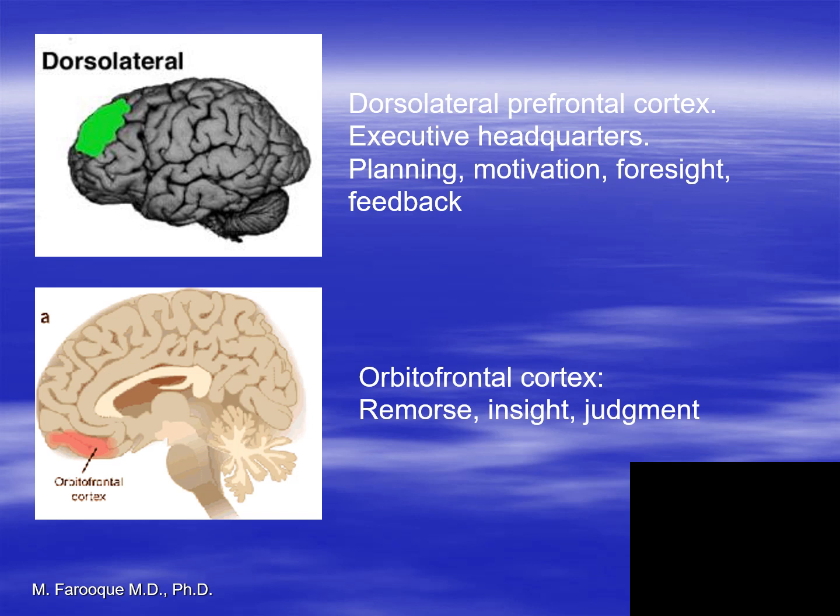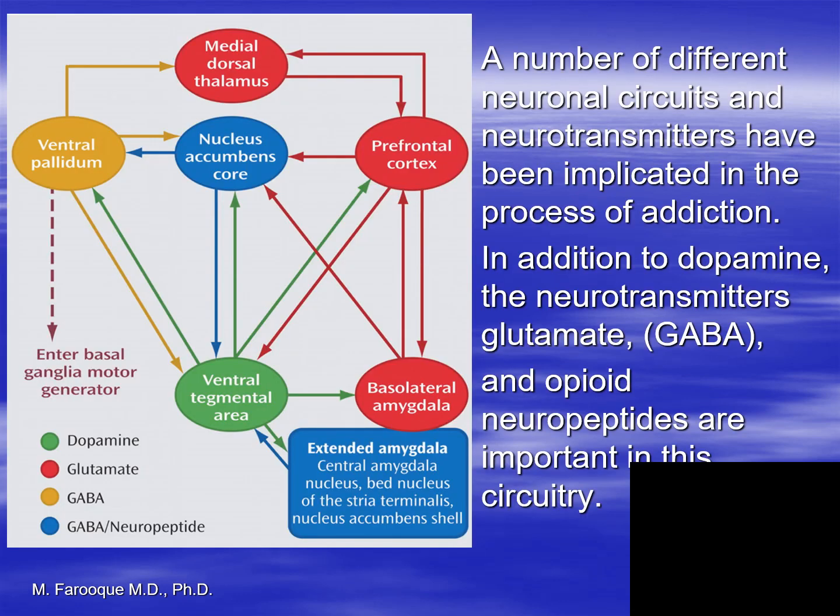Dorsolateral prefrontal cortex is attributed to executive functioning such as planning, motivation, foresight, feedback. Orbitofrontal cortex is attributed to remorse, insight, and judgment. A number of different neuronal circuits and neurotransmitters have been implicated in the process of addiction. In addition to dopamine, the neurotransmitters glutamate, GABA, and opioid neuropeptides are important in this circuitry.